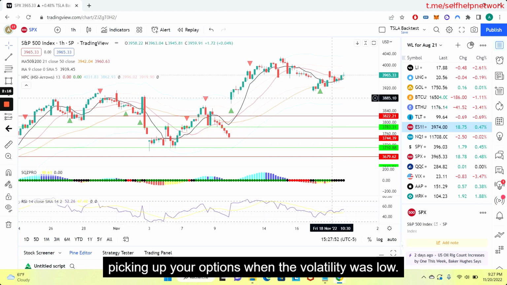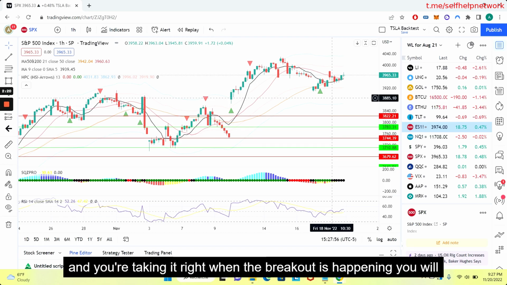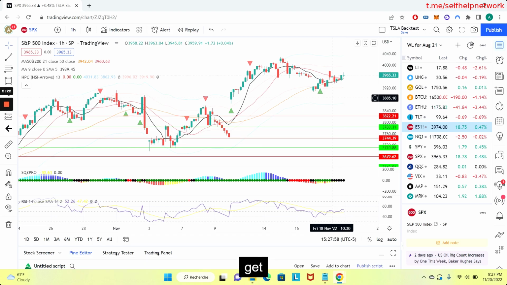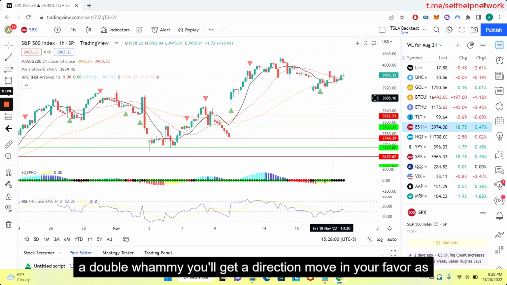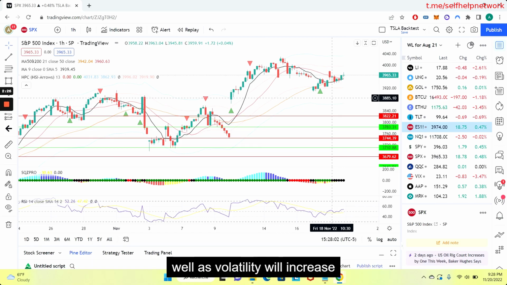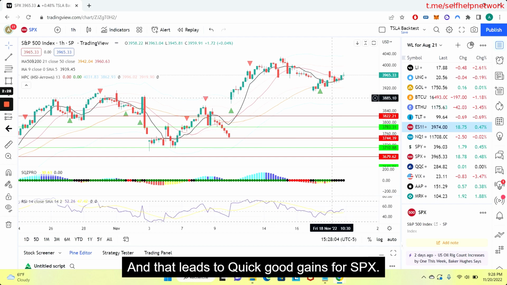So since you're picking up your options when the volatility was low and you're taking it right when the breakout is happening, you will get a double whammy. You will get a directional move in your favor as well as volatility will increase. And that leads to quick, good gains for SPX.